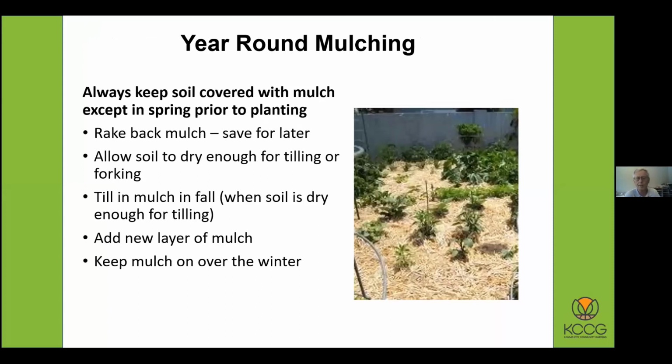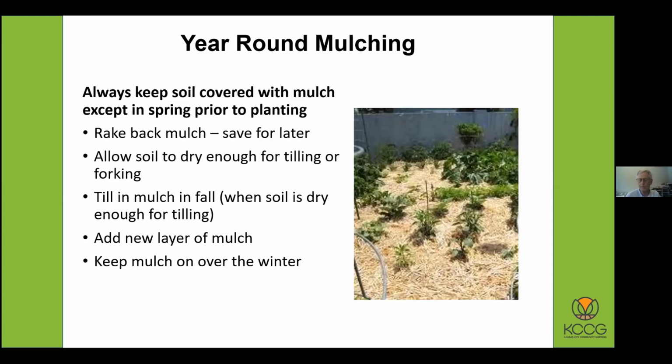There is a case to be made for year-round mulching. Basically, whenever you have any kind of bare ground, weeds are going to start to grow. Even over the winter, you'll get some winter annuals starting to happen. So I recommend keeping the ground covered year-round.